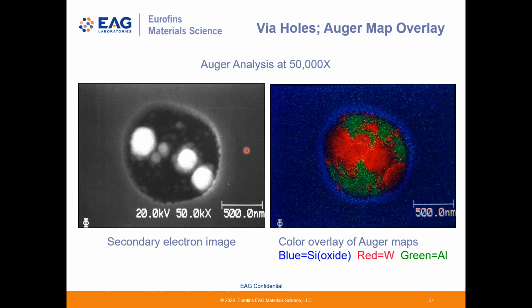In this view, I show just the Auger map overlay for silicon in blue, tungsten in red, and aluminum in green. So you can see that the bright particles are tungsten, where it did successfully nucleate. In fact, you can see that the red areas are a bit larger than the bright white areas, and you can see maybe faintly there is some tungsten nucleation here and these other sites, and some faint sites over here that correspond to these red areas.